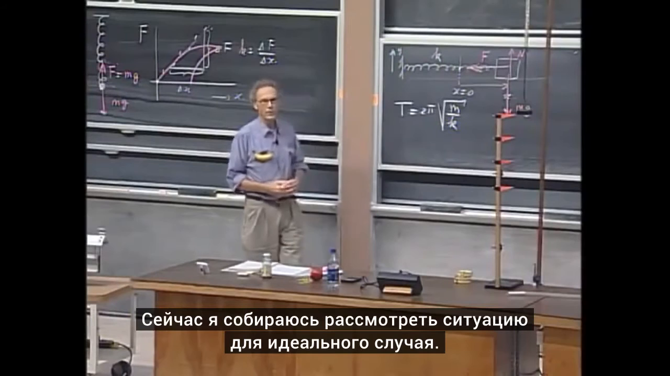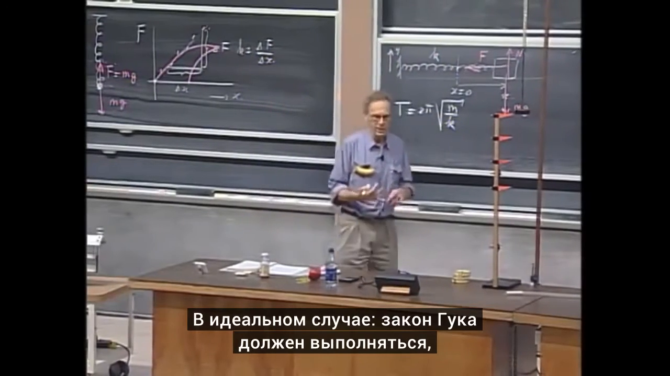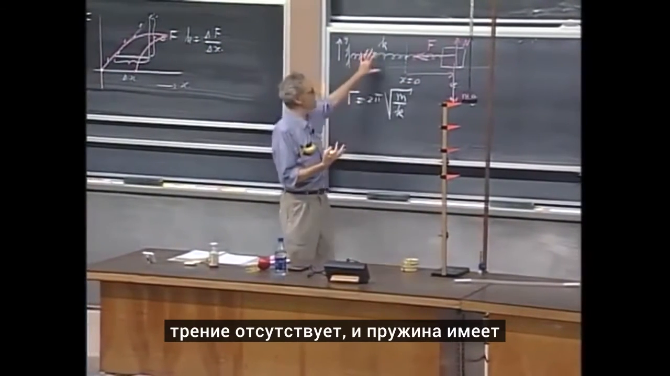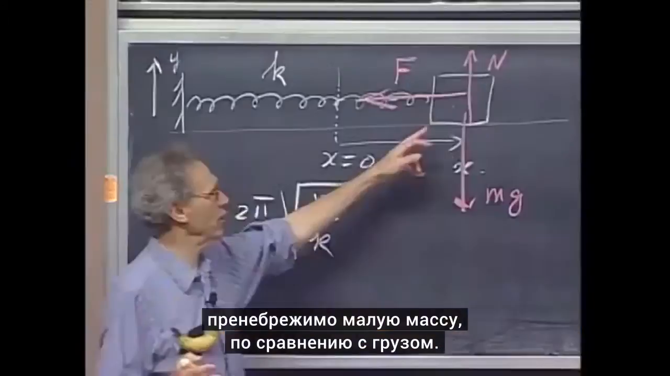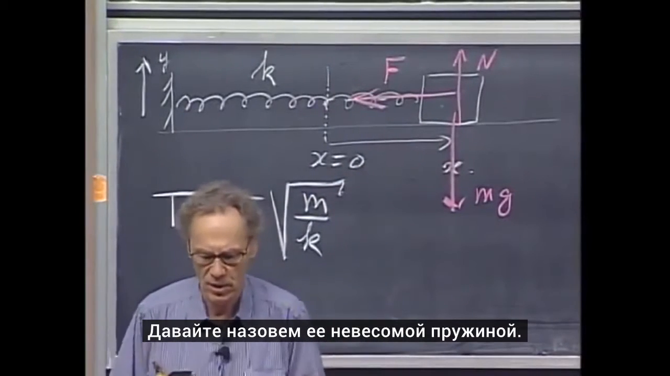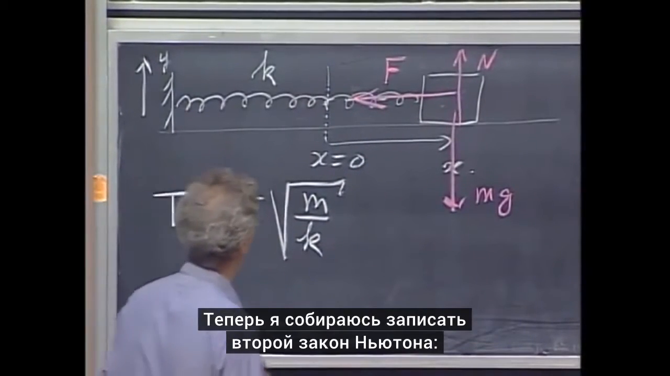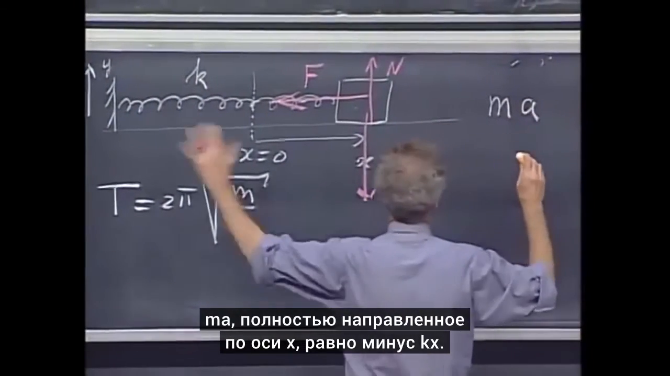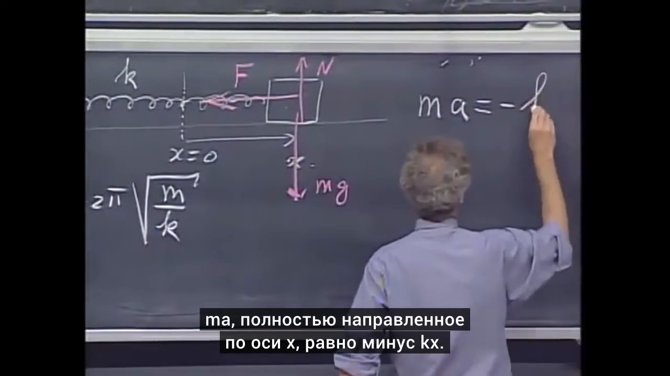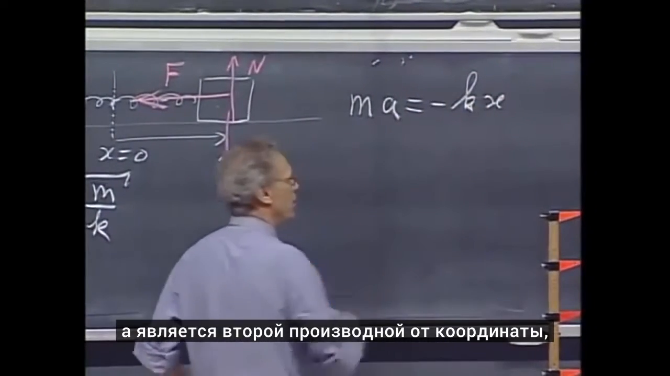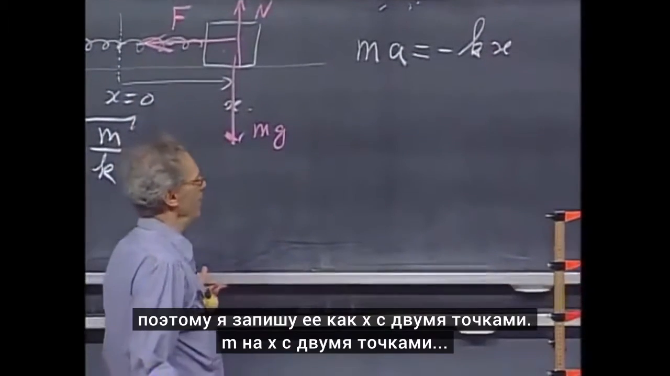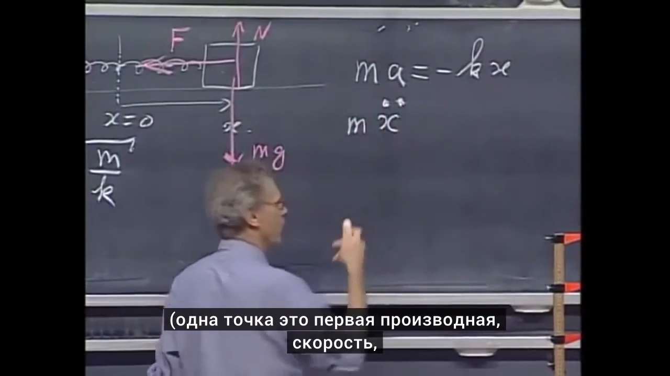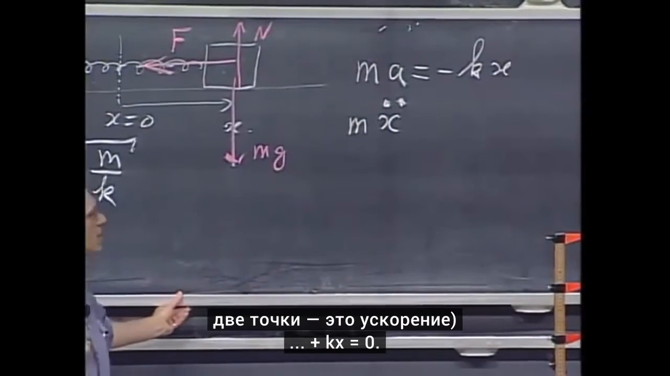So I'm going to derive the situation now for an ideal case. Ideal case means Hooke's law must hold, there is no friction, and the spring itself has negligible mass compared to this one. Let's call it a massless spring. So now I'm going to write down Newton's second law, ma, which is all in the x direction, equals minus kx. a is the second derivative of position, for which I will write x double dot, so m x double dot. One dot is the first derivative, that's the velocity. Two dots is the acceleration.